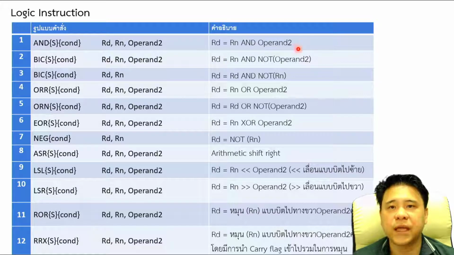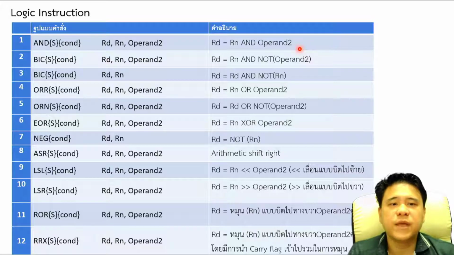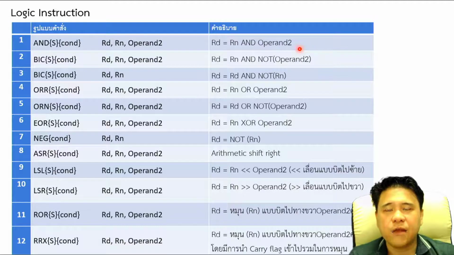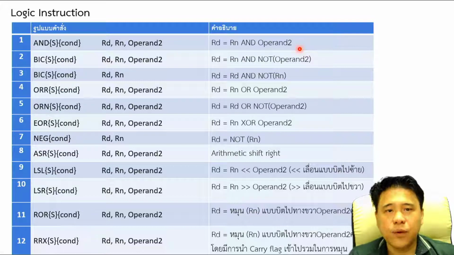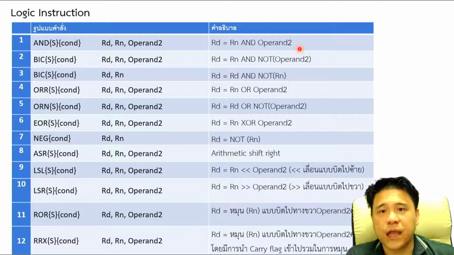So what's going to happen in the real situation? It means that bit number 0 of Rn will go through the AND gate with bit number 0 of operand 2, then the output will be stored in bit 0 of RD, and it will go on until we have bit number 31 of Rn AND with bit number 31 of operand 2, and the output will be stored in bit number 31 of RD. So this is the bit operation.